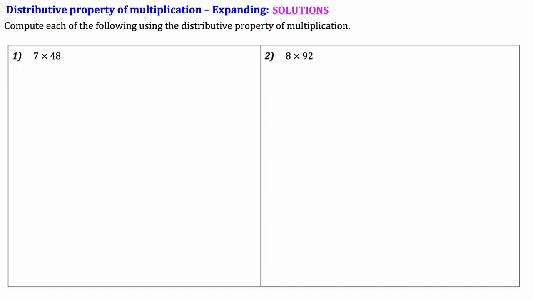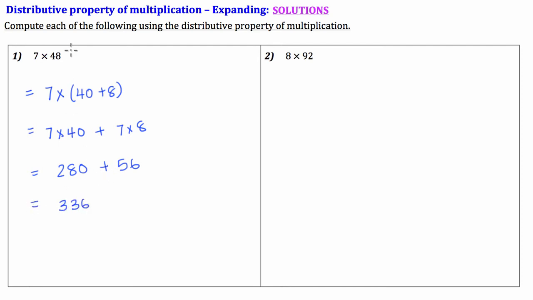Let's now solve these problems by using the distributive property of multiplication. So the first problem is 7 times 48, and we can rewrite this as 7 times (40 plus 8). And now we'll use the distributive property. So this is the same as 7 times 40 plus 7 times 8. 7 times 4 is 28, so 7 times 40 is 280, and 7 times 8 is 56, and 280 plus 56 is 336. So this answer is 336.